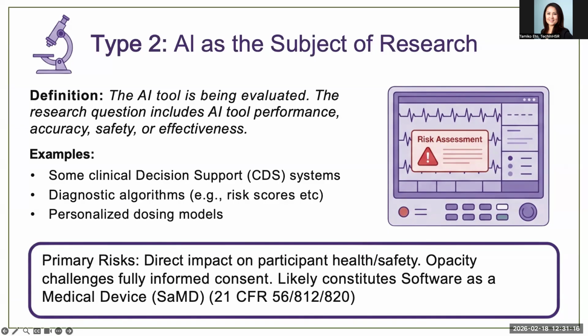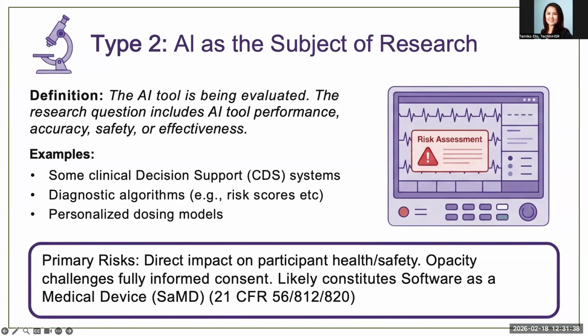So this is where your oversight becomes critical and when you might want an expert to chime in. So examples of AI as the subject or the topic of the research might look like some clinical decision support tools, a model that generates a risk score, or an algorithm that guides treatment decisions.